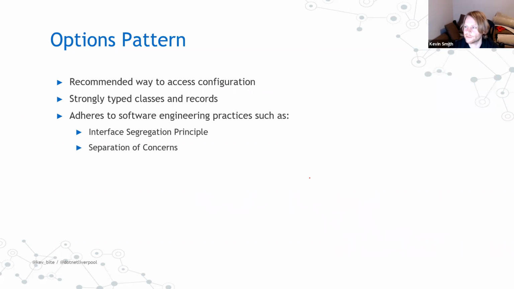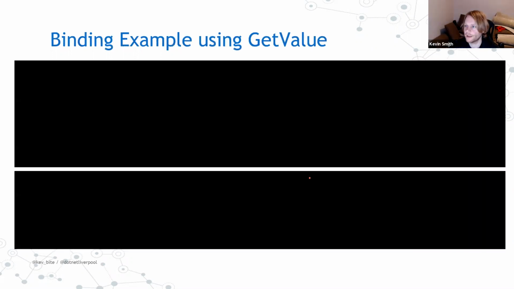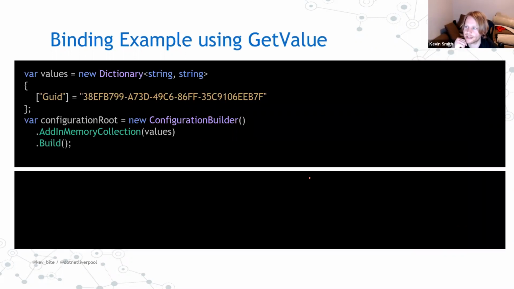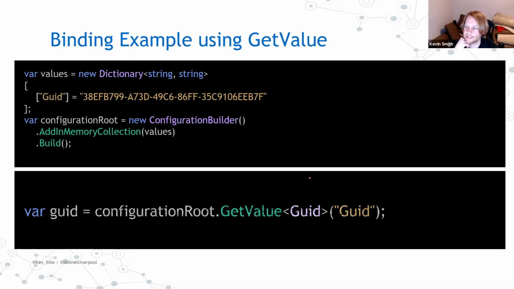This is the default recommended way of accessing the configuration, and it's all strongly typed classes or records. It adheres to decent software engineering principles, such as interface segregation and separation of concerns. We can take a load of configuration values and put them into separate classes, which we then pass on to objects which only care about certain properties. But there are also some extra methods we get from using binding. We can call GetValue instead of a normal default accessor, which gets us a string. So we can say configuration.GetValue, pass in a generic type and the key, and it'll bind it into that object type.